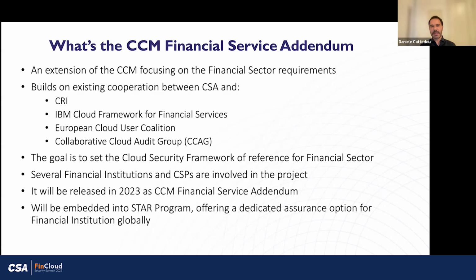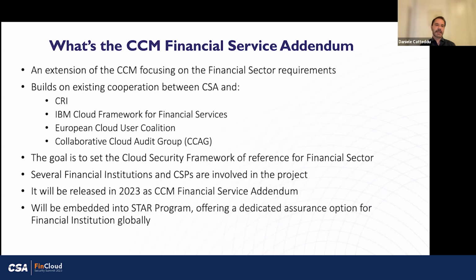It is important to say here that the European Cloud User Coalition is working in a very close relationship with the national regulators of the countries that those banking institutions represent. So they are getting directly from the regulators the expression of what is supposed to be done in order for a financial institution to comply with national and international regulation. So that's where we stand, working with 4 different institutions in order to create what we believe is going to be an important addition to the cloud control matrix.